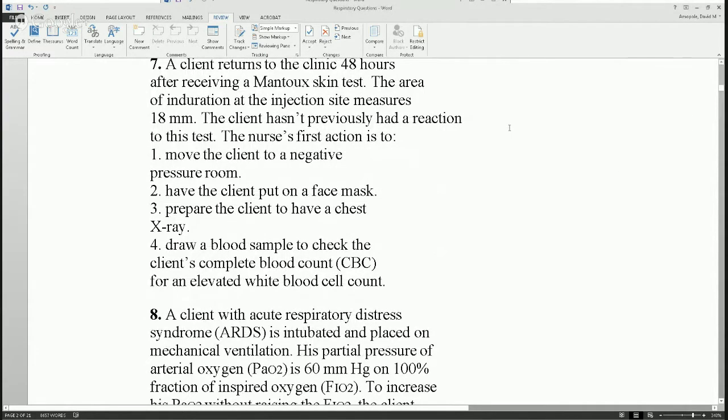Christy, a client returns to the clinic 48 hours after receiving a Mantoux skin test. The area of induration at the injection site measures 18 millimeters. The client hasn't previously had a reaction to this test. The first action is to... 3. No. First. Oh, first. Oh gosh.